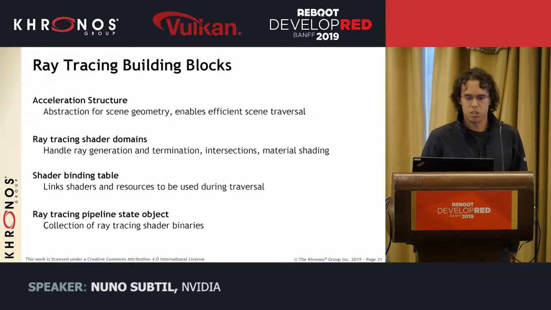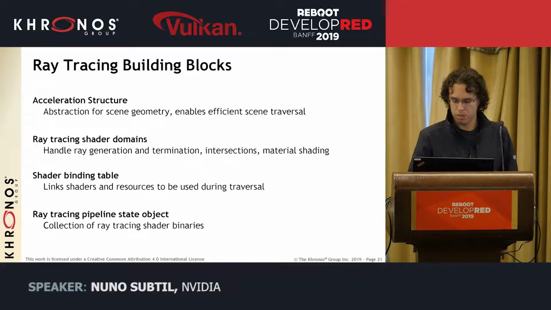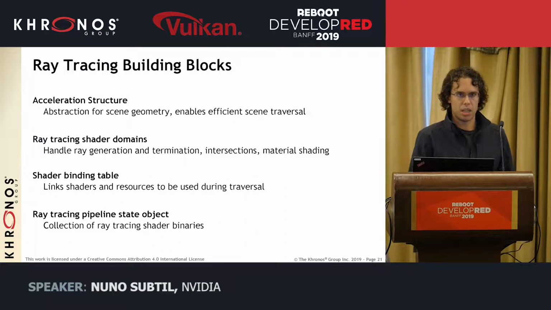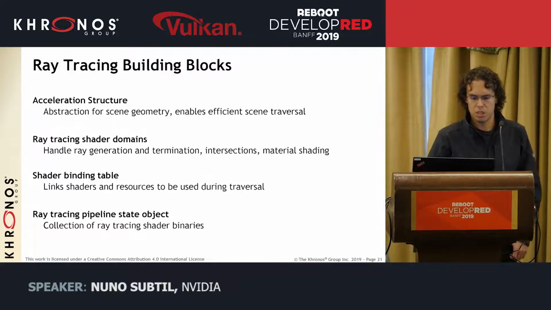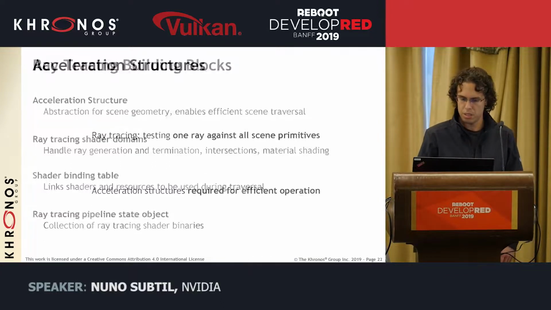So in terms of building blocks, we're going to define 4 new building blocks on the Vulkan API. One is an acceleration structure. That's an abstraction for scene geometry that we'll cover in a bit. We're going to define new shader domains for ray generation, hit shading, and so on. There's going to be this new concept of what we call a shader binding table. This is a table that links different shaders with different resources used by those shaders, and we'll go into a bit more detail on this as well. And also, we're going to define a ray tracing PSO, which is analogous to a rasterization PSO. It's a collection of ray tracing shader binaries, and it's actually relatively simple compared to the raster PSO in practice.